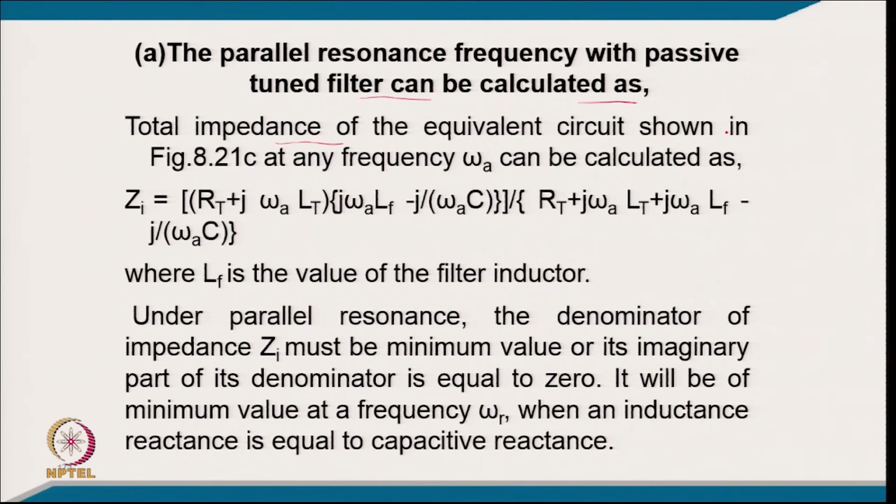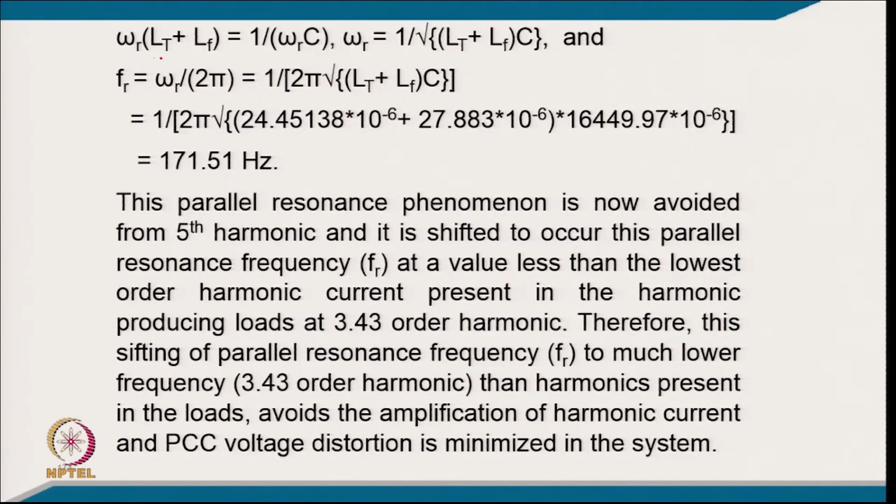I mean the total equivalent circuit is shown in the figure, and this is the total impedance of resistance, then inductance, the total inductance, and the filter inductance. This is the filter impedance, this is the impedance of the source along with the filter, and the sum of both is the parallel one, and LF is the value of the filter inductor. So, under parallel resonance, the denominator of the impedance must be minimum, that is the imaginary part of the denominator equal to 0. It will be the minimum value at the frequency omega r when the inductive reactance is equal to the capacitive reactance.